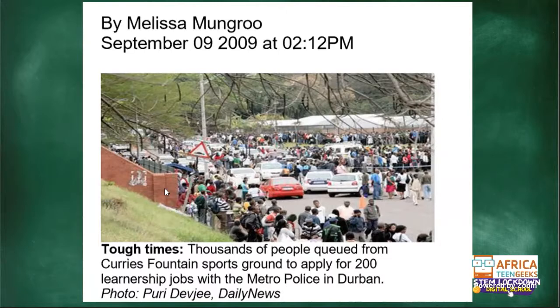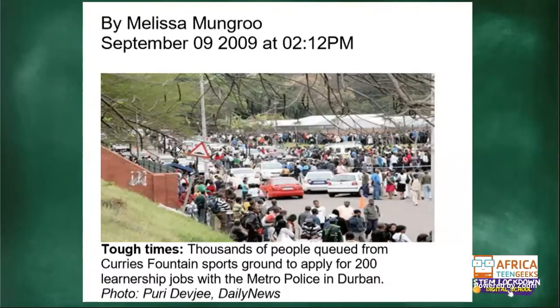So who would like to read the caption for us? Please raise your hand and I'll give you a chance to read. Anybody who would like to read the caption for us, please raise your hand and I'll give you a chance to read it. There is the caption there. Okay, we have Sipho.